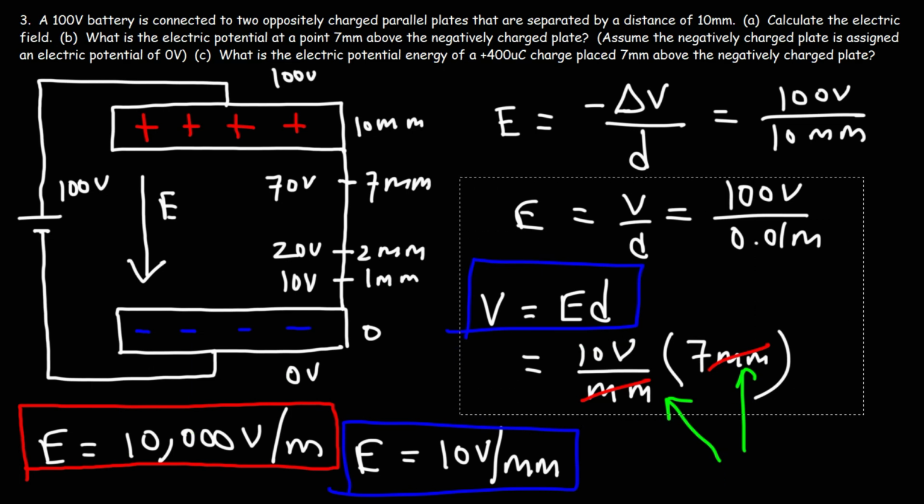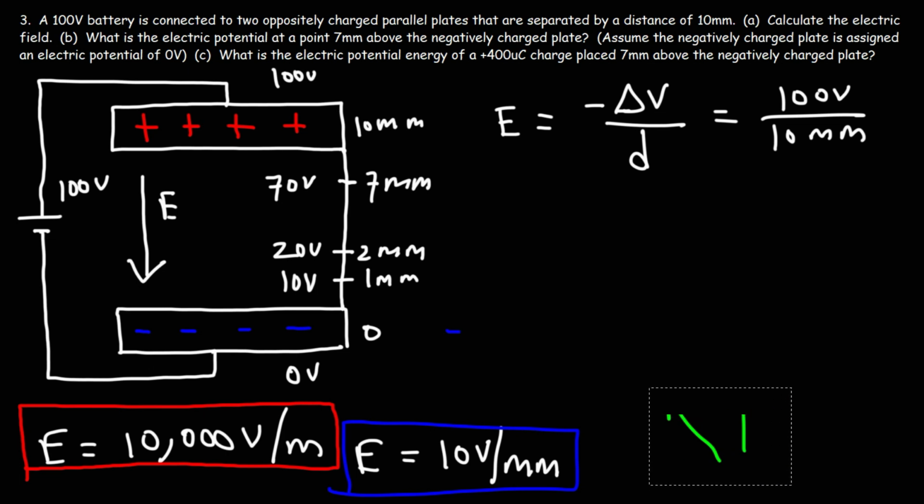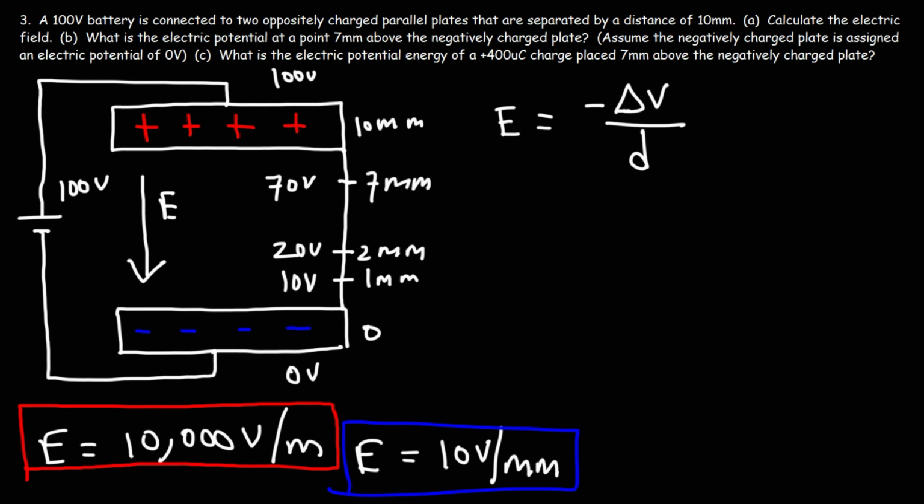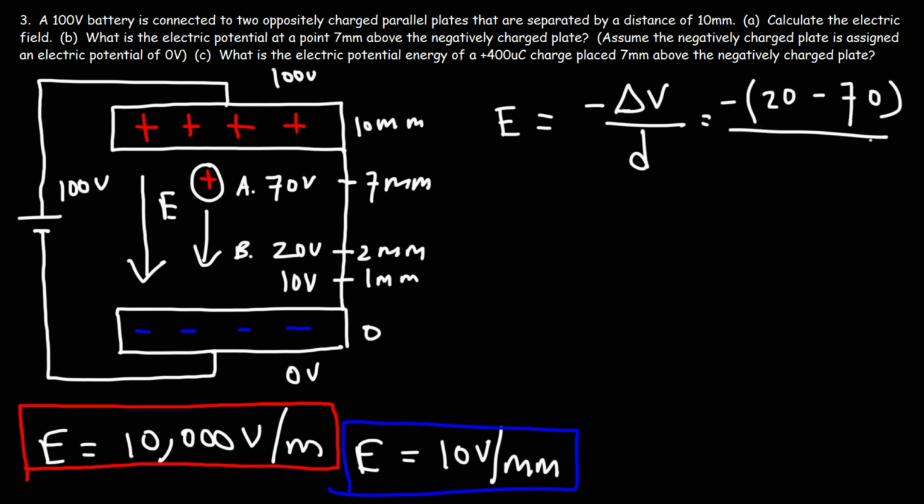Now let's talk about the formula above. For those of you who want to understand the negative sign and how it works, let's get rid of a few things, and we'll talk about how we can derive that formula. So let's say we have a positive charge and it's moving from position A, where the potential is 70, to position B, where the potential is 20. So as we move from A to B, how is the potential changing? The final potential is 20. The initial potential is 70, so the change is negative 50.